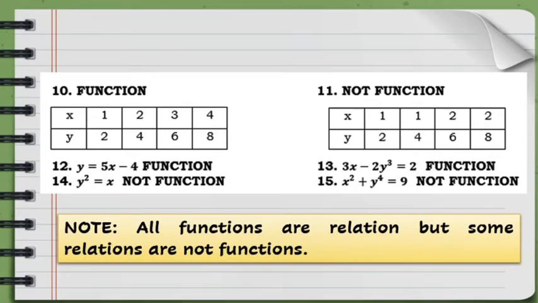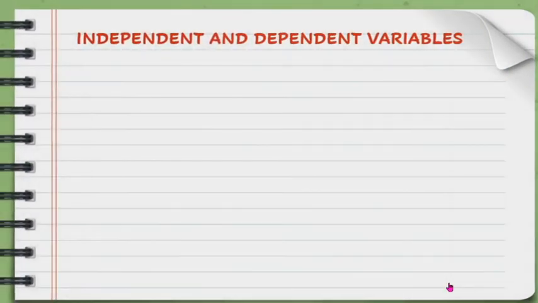Okay, take note that all functions are relation but some relations are not function. So, tandaan na lahat ng functions ay relation pero hindi lahat ng relation ay function. So, para lang yung mga relasyon. So, ang mga relasyon ay hindi lahat nagpa-function. Okay, next, let's proceed to the independent and the dependent variables.